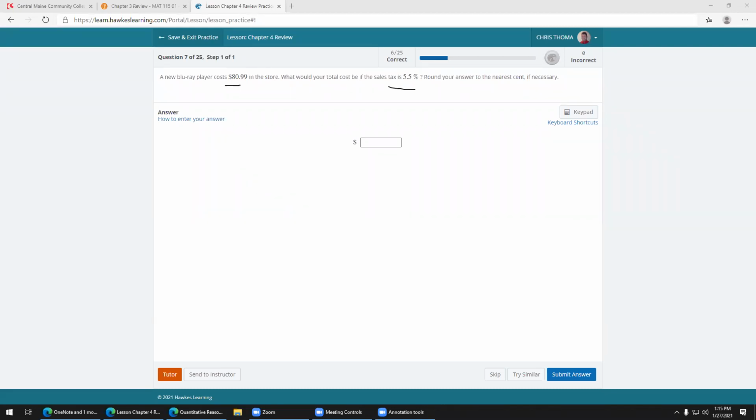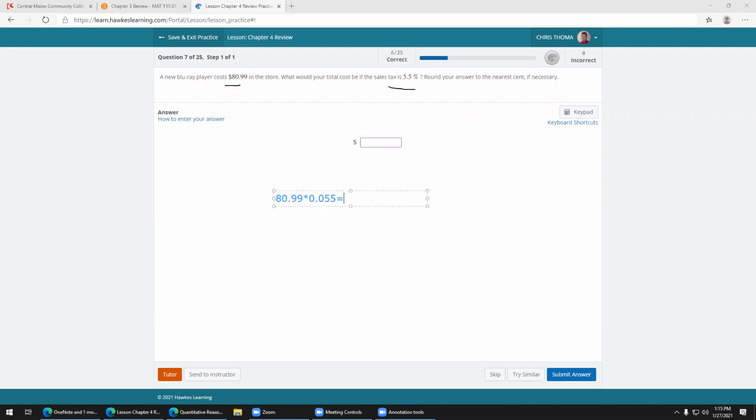So this one I'm actually gonna type out so it's a little easier. So I take 80.99 and I multiply that by 0.055, because remember we had to move the decimal 2 places, so 1, 2. Or again, if you don't remember how many places to move the decimal, or you're not exactly sure, just always take the percentage number and divide it by 100 and you'll get it.